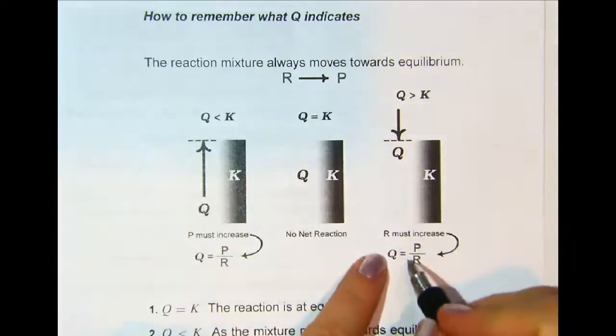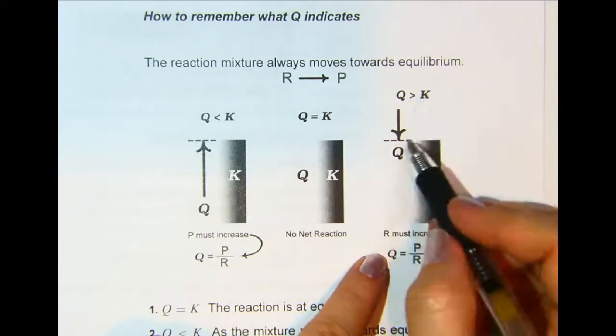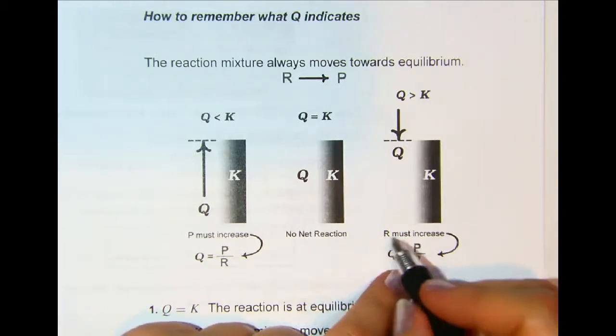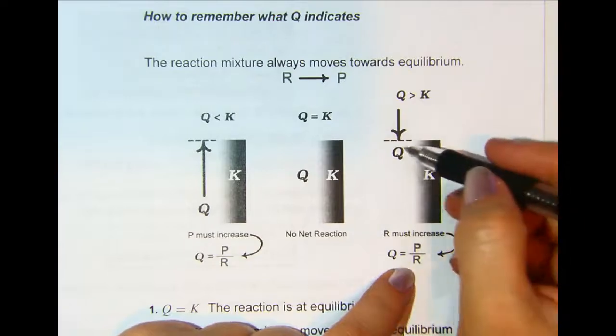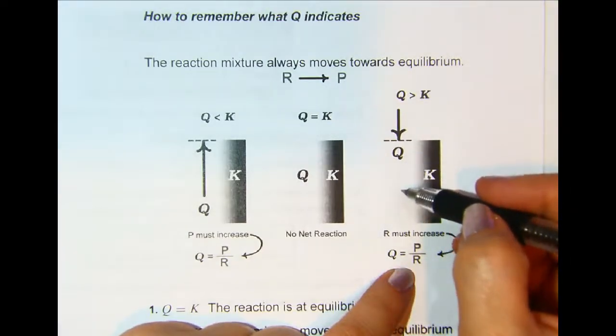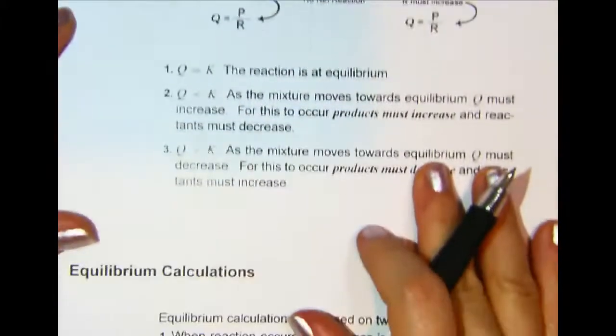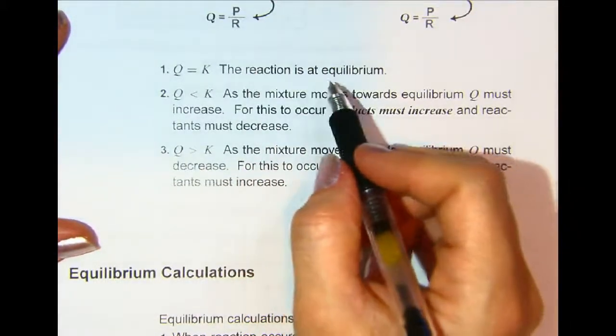Over here, if my Q is greater than K, then that means I need the denominator to become larger so that my Q will get smaller. And so the reactants are going to have to increase, and this way it will allow my Q to become smaller and thus become equal to K again. Q equals K, the reaction is at equilibrium.